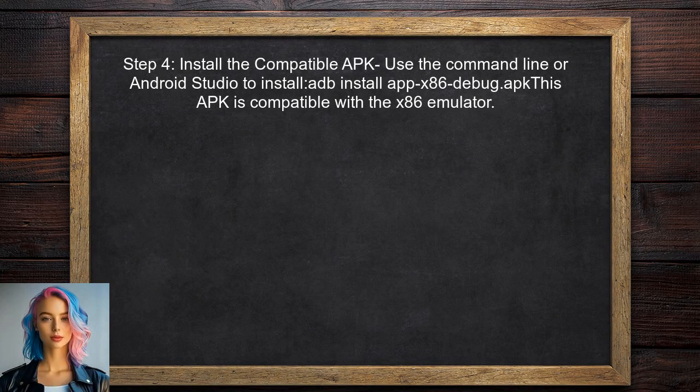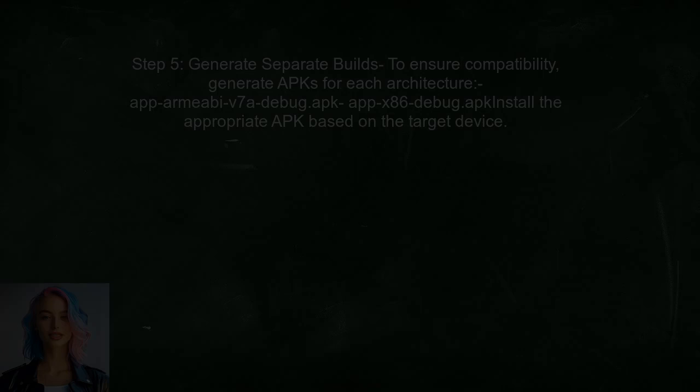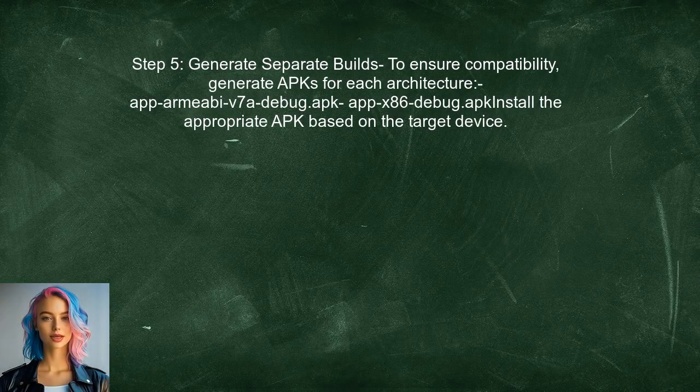If the Universal APK still fails to install, the user should try installing the specific APK that matches the emulator's architecture, such as app-x86-debug.apk, which has been confirmed to work. Lastly, if the user wants to generate an APK that works on both devices and the emulator, they should consider creating separate builds for each architecture instead of relying solely on the Universal APK.